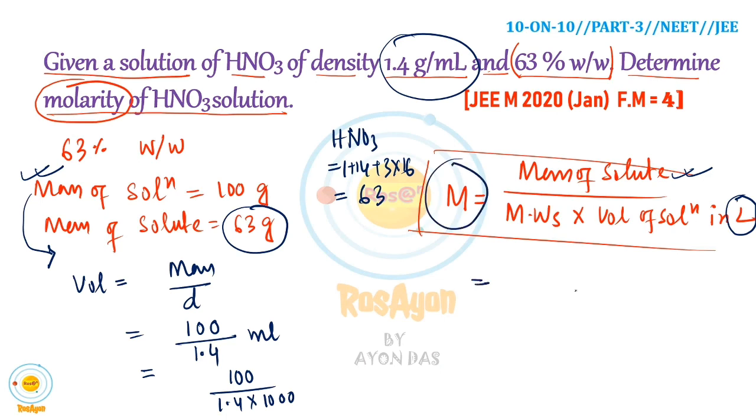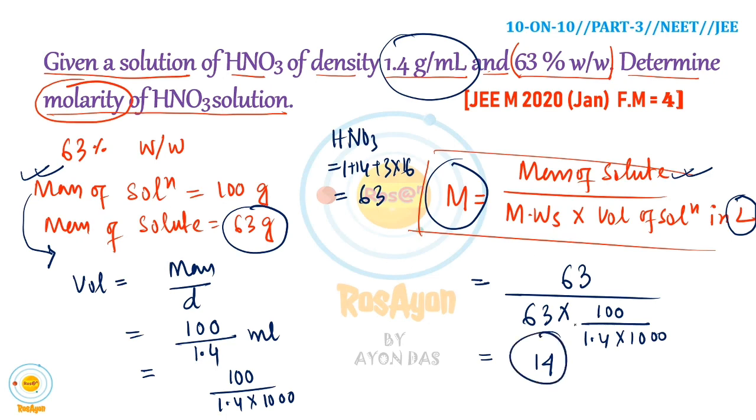Now put all these values and calculate the molarity. That is equal to mass of the solute, 63, divided by molecular weight of the solute, 63, into volume of the solution in liter, that is equal to 100 divided by 1.4 into 1000. So calculate the value, which is equal to 14. So the concentration of this solution in molarity is equal to 14.